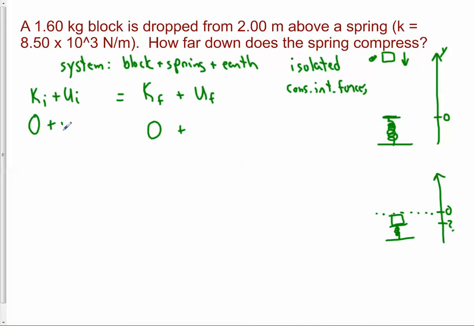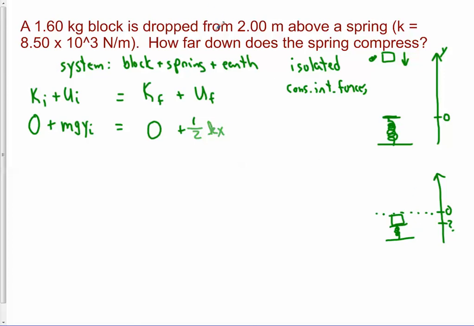So gravitational potential energy, because the object is up in the air: mg times its initial y, which is 2 meters. And then the final potential energy. Now this is actually interesting, because we definitely have spring potential energy. We have 1/2 k xf squared. But by the way, because this is a vertical spring, x is really y.